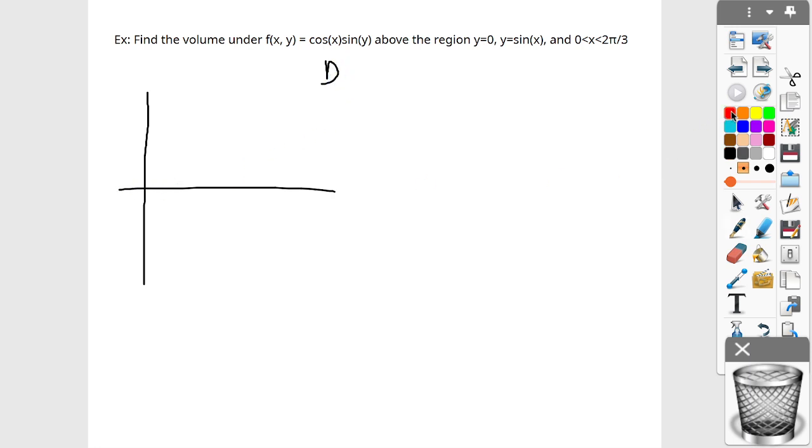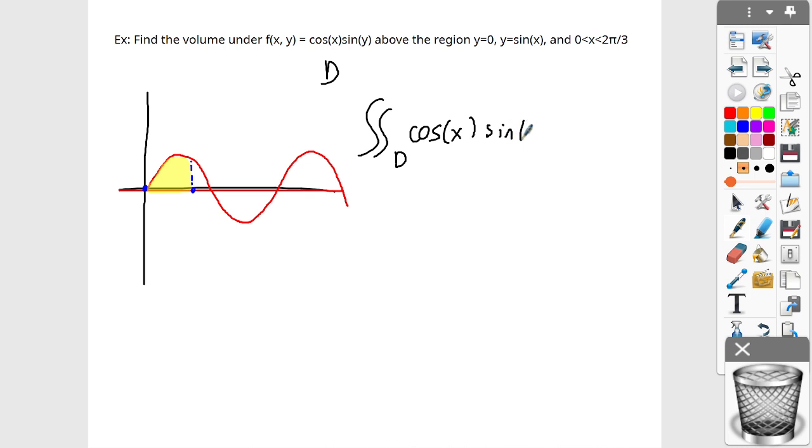The region D is y equals 0, y equals sine x, which looks like this, and then the x's are evaluated from 0 to 2 pi over 3. So sine of pi is 0, so 2 pi over 3 is smaller than pi, so it looks something like right here. So it's this region right here. Alright, I'll have you guys try it, and you guys can pause right now. I will write the integral out, and then I will start trying it. So you have that much time, unless you guys pause.